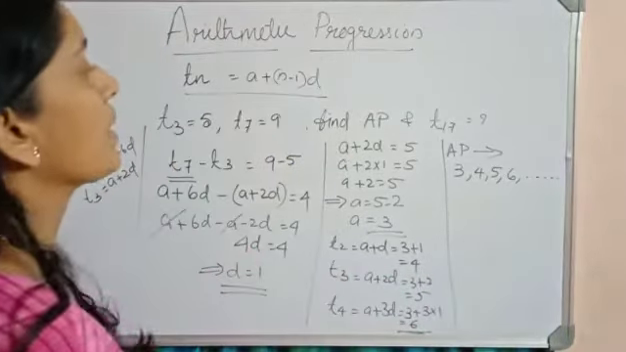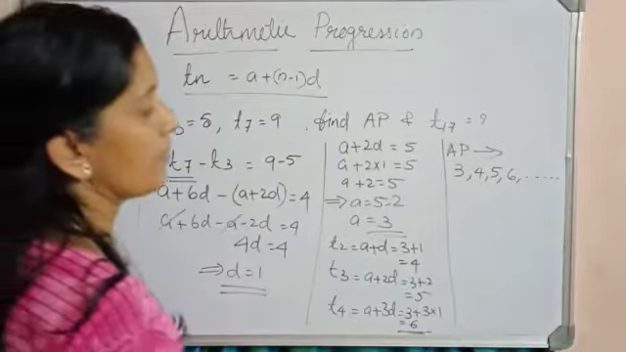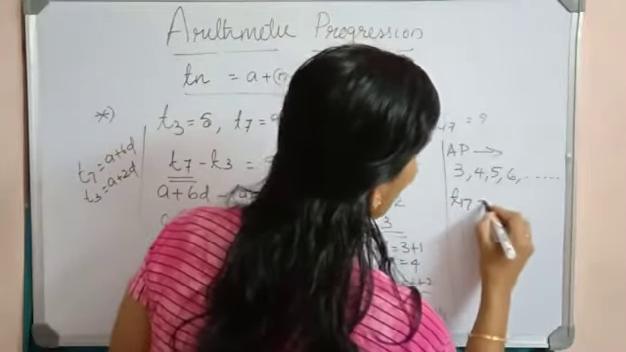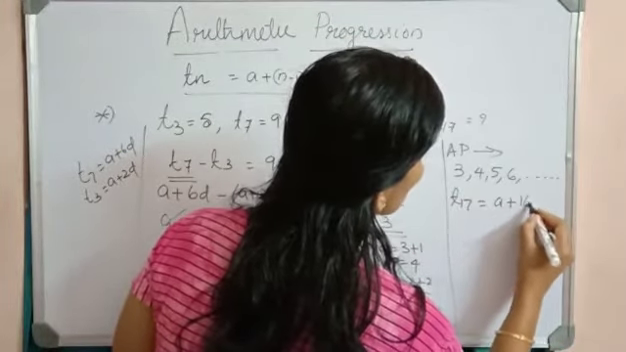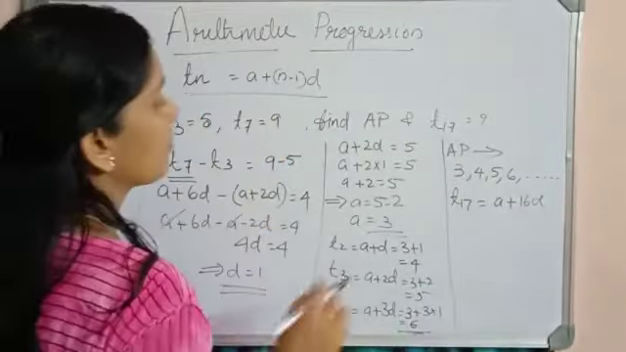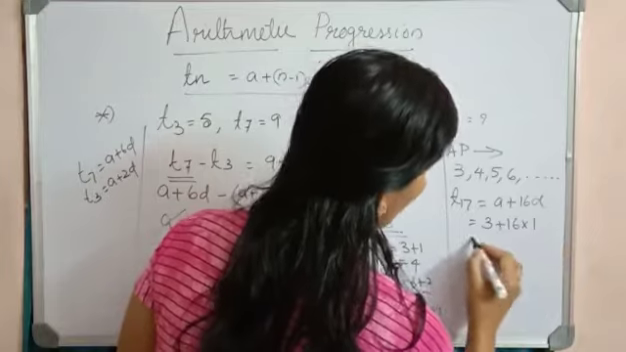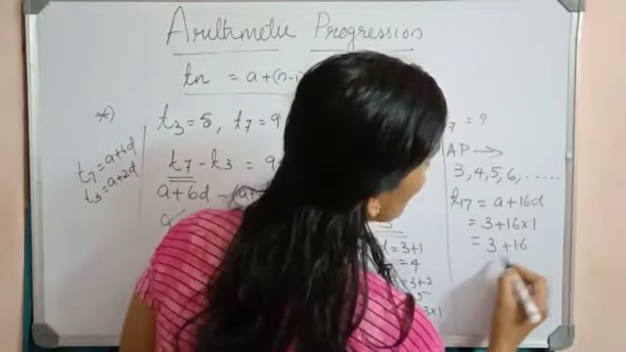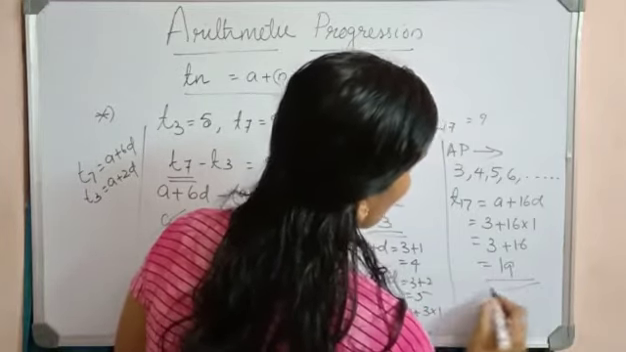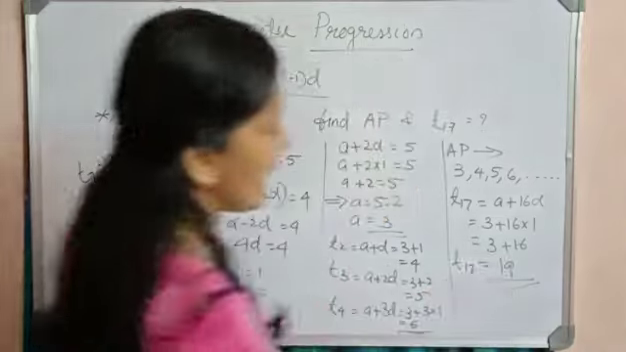This is the AP. Now we need to find T17. T17 is equal to A plus 16D by the formula. So what is A? A is 3, plus 16 into D, where D is 1. So that is 3 plus 16, which is equal to 19. Therefore, the 17th term is 19.